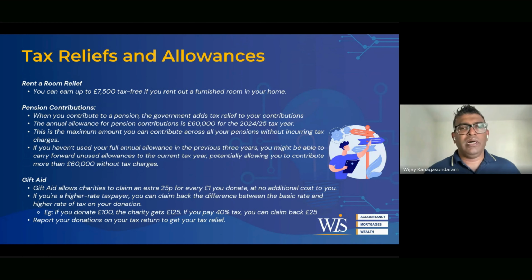Reliefs and allowances. Another relief is rent a room relief. If you have a lodger in your house, and you're earning some rental income from the lodger, up to 7,500 is tax free. Again, this is per household. So if you're husband and wife, and you're renting a room, it's not 15,000, it's still 7,500, as long as that person lives inside your house and it's a furnished letting.